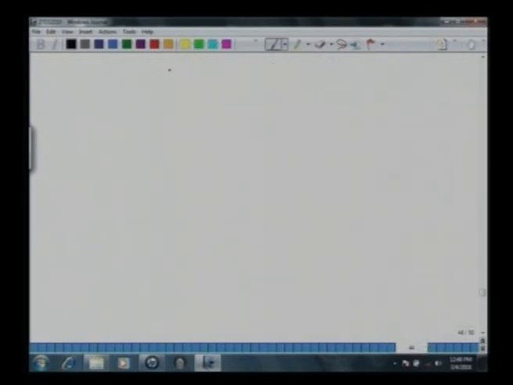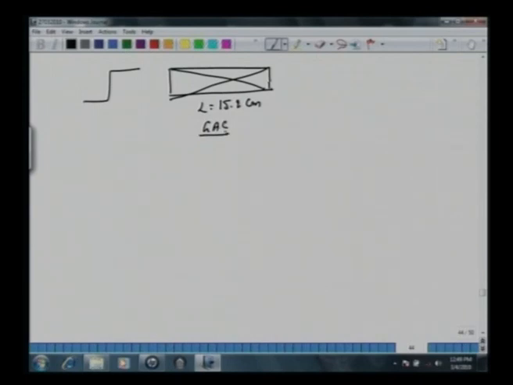So let's say we have a packed column. We have certain constants; this is a fresh packed bed. Let's say the length is 15.2 centimeter. It's packed with charcoal, so let's say we have granular activated carbon. Bed porosity is 0.36. Flow rate of this effluent, say wastewater or some gas, let's say it's 80 cubic centimeter per second.